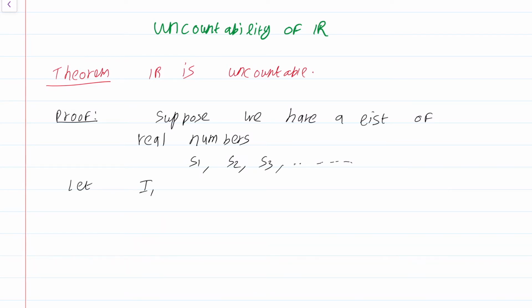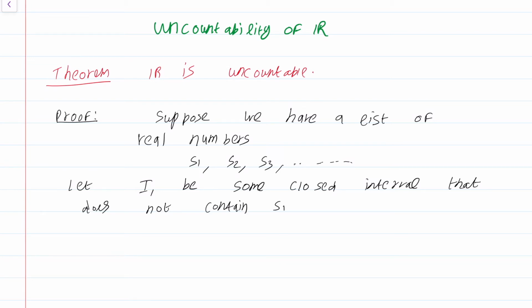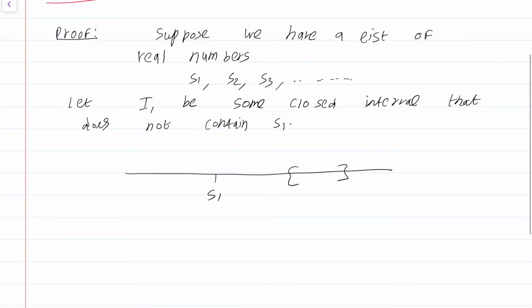Let I1 be some closed interval that does not contain S1. Well, why does such an interval exist? Well, that's obvious. Say S1 is here, just choose some interval like this. Fine.